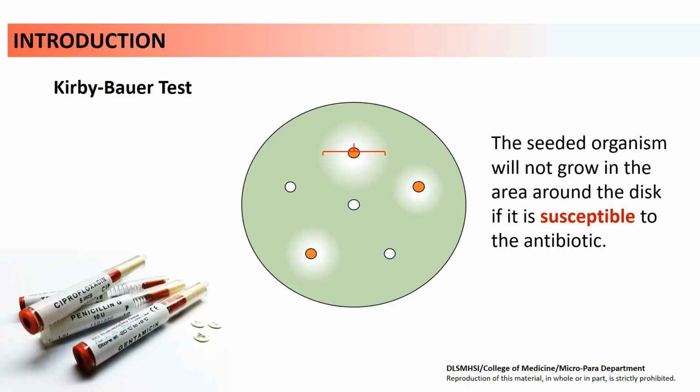This area of no growth around the disc is called the zone of inhibition. The minimum inhibitory concentration, or MIC for short, is recognized by the presence of growth inhibition or clear zones surrounding the various antibiotic discs. The diameters of such zones can be measured with a ruler. It should be noted that the relative diameters of the zones do not necessarily indicate the relative activities of the chemotherapeutic agents used in the test.